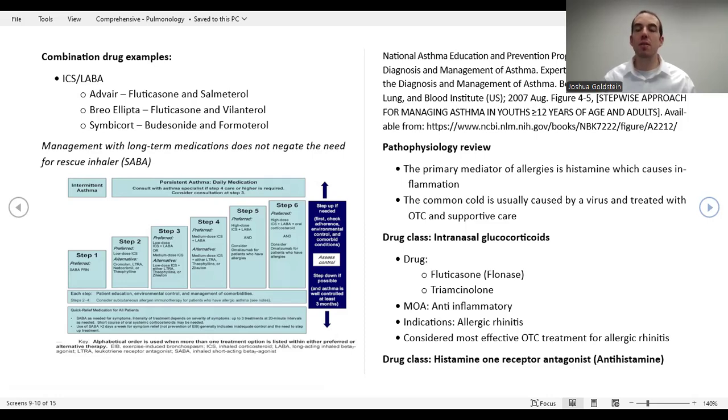So let's switch gears now and wrap up respiratory by talking about over-the-counter medications, specifically for cold, allergy, and flu. So we have the primary mediators of allergies is histamine, which causes inflammation. Second thing, the common cold is caused by a virus and is treated with over-the-counter and supportive care. So let me not just read it, let me explain it. When we talk about, let's say, a person having rhinitis, rhinitis is the medical terminology for runny nose. When a patient has that, it's generally one of two things. It's either allergies or it's a virus like the common cold.